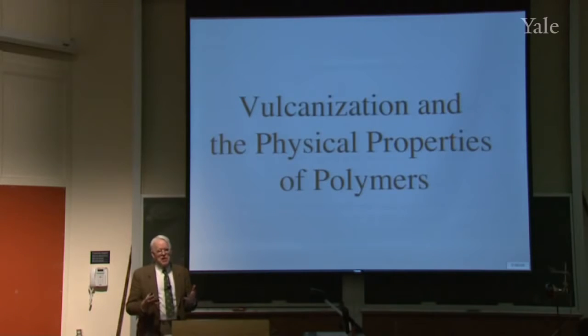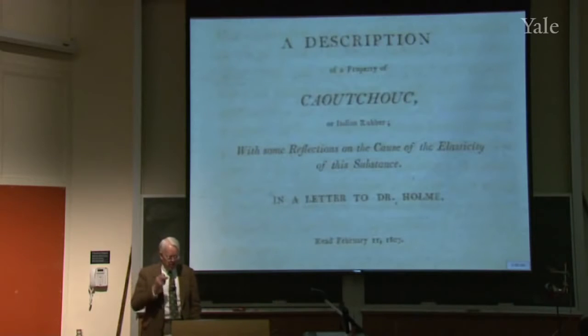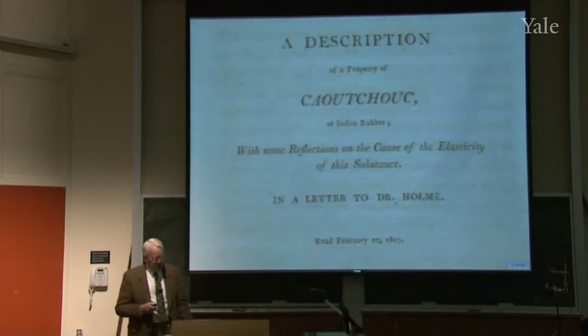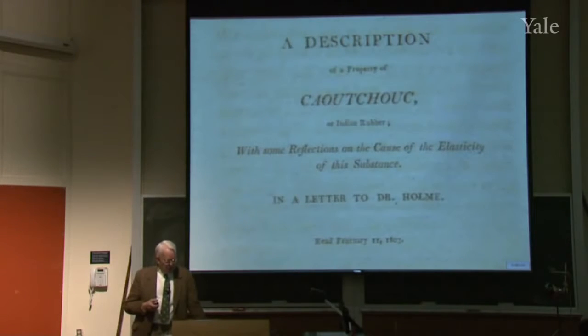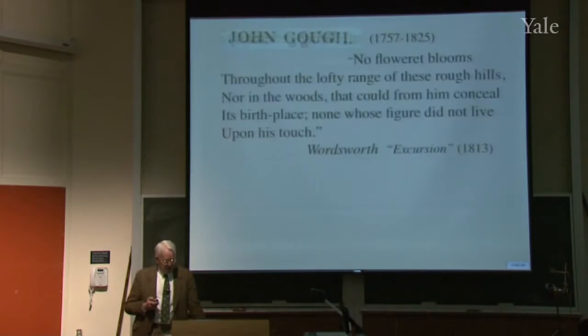Remember, the problem is that it gets gooey when it's hot and brittle when it's cold, which is not what you want in a coat. So we're going to study this a little bit, and we're going to follow a really important scientist who published this in 1803, "Description of a property of caoutchouc, or Indian rubber, with some reflections on the cause of elasticity of this substance." This was done by John Gough, who lived 1757 to 1825.